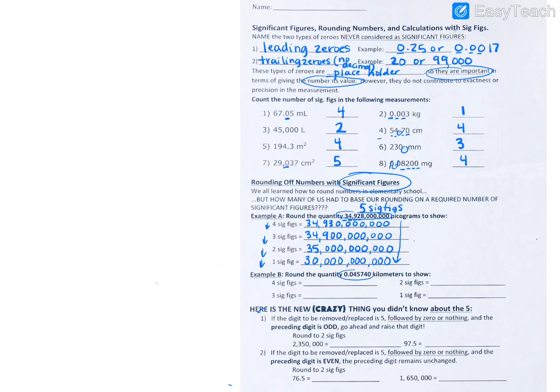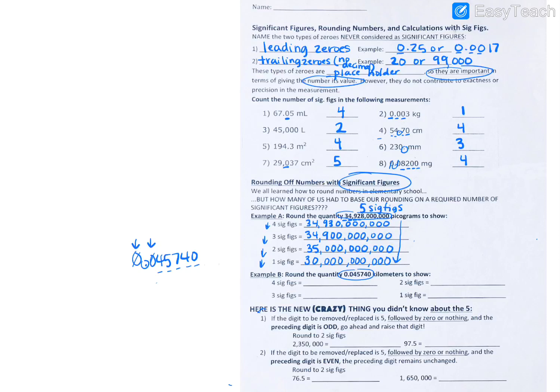All right, let's move to this other one that's in a decimal form. So it says round the quantity 0.045740 kilometers to 4 sig figs, then 3, then 2, then 1. So how many sig figs do we have? Well, this is not significant, this is not significant. Okay, so these aren't sig figs, right? So we currently have 1, 2, 3, 4, 5. This is a trailing 0 in a decimal base number, so we currently have 5.